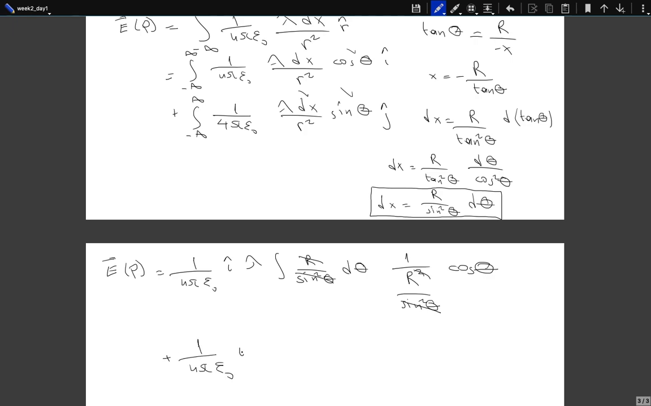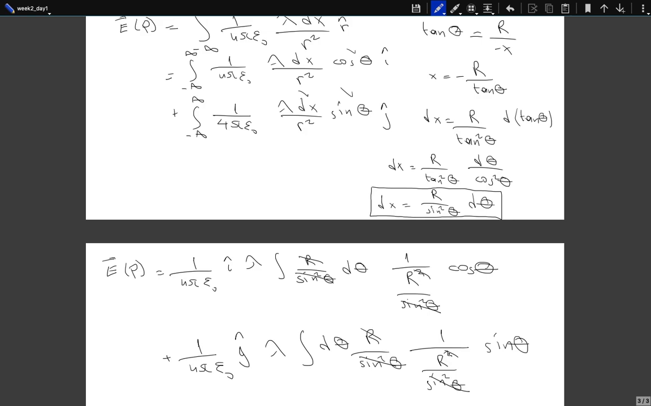And then I have the other term. It's basically exactly the same term along the j direction. The only difference being, instead of cosine theta, I have sine theta. Again, these sine squares will cancel, and r will cancel one of them.